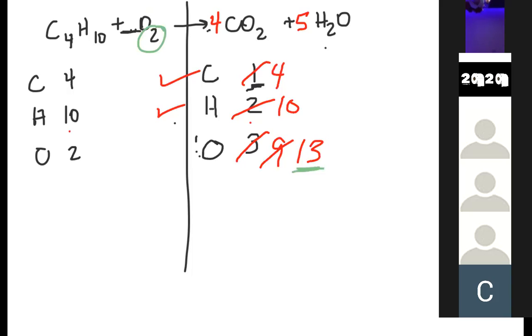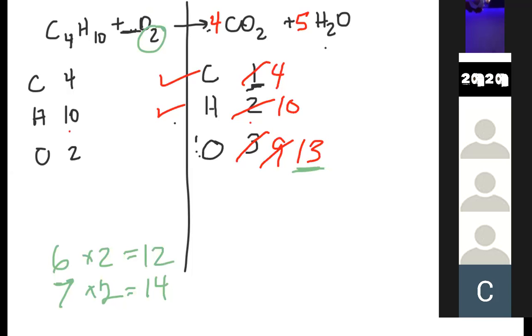If I put a 6, 6 times 2 is what? 12. That's too little. Let me go one number up. 7. 7 times 2 is what? 14. So now your problem is, hold on, there is no way I can get 13. 6.5 can be done. Well, 6.5 would be great, except you can't have decimals. Coefficients are like subscripts. They have to be whole numbers. So I can't put 6.5.